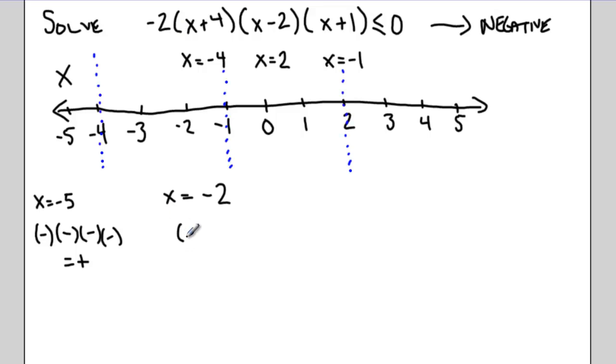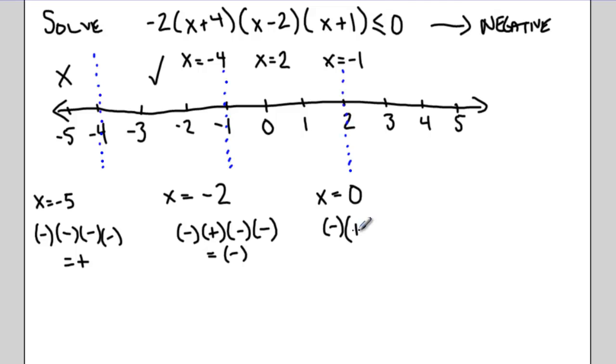Let's try x equals negative 2. So my a value is negative. My next factor would be overall positive. Next factor, overall negative. Again, overall negative. So I get 3 negative values all multiplied together, which would be overall negative. So that works out. Next I'll try picking simple values, x equals 0. My a value is negative, and then I have a positive, negative, and a positive. 2 negatives multiplied together becomes overall positive, which fails this test.